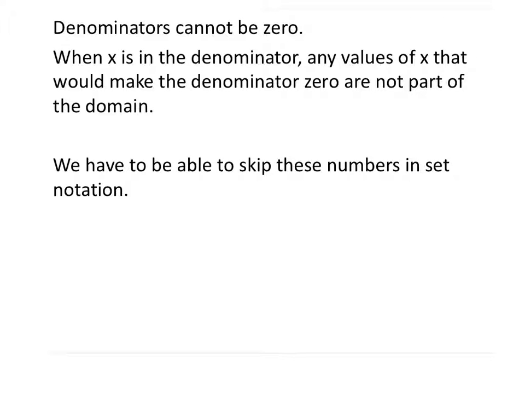Just know that denominators can't be zero because, and this is kind of a trick question, so I expect most of you guys to get this wrong. If I took 5 and divided it by 0, what is that? Undefined. It's undefined, right? So that's good. You got it right. The question is, why is it undefined?